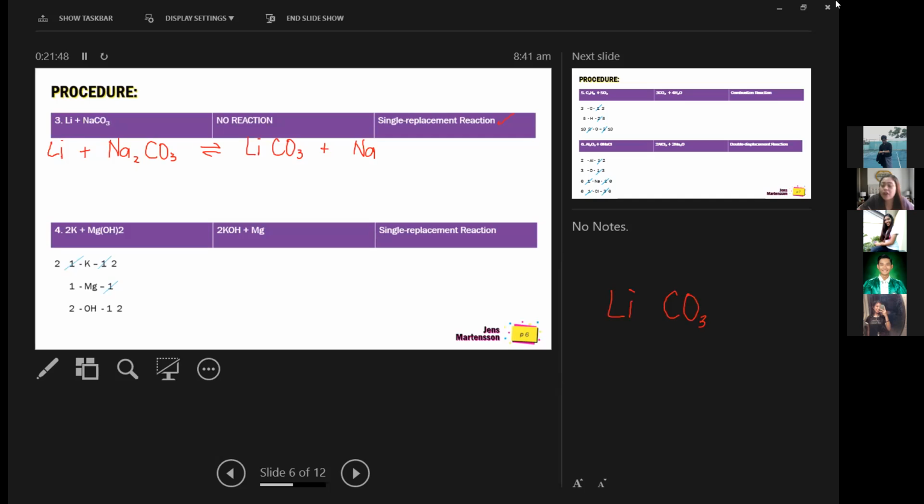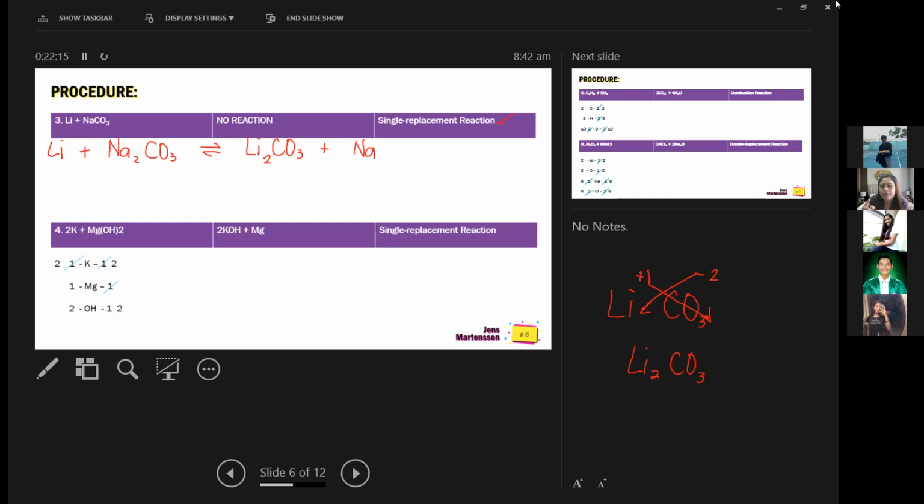Now, lithium belongs to group 1 in the periodic table. Thus, this is positive 1. And then carbonate, na-mention ko kanina, is negative 2. So this is not equal to 0. So thus we are going to do the crisscross, which means that lithium will take the 2 here as the subscript and carbonate will have 1. So this is the correct chemical formula for lithium carbonate.